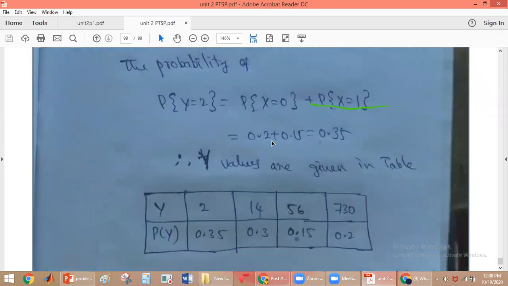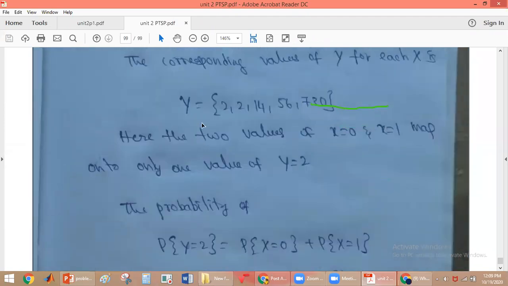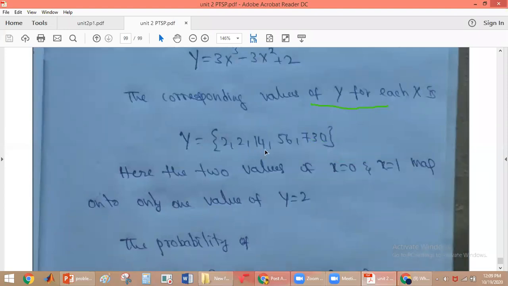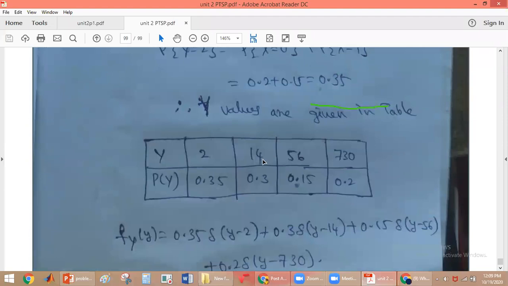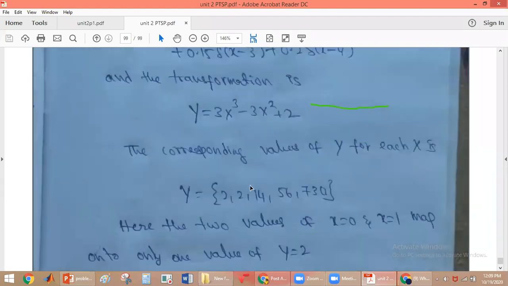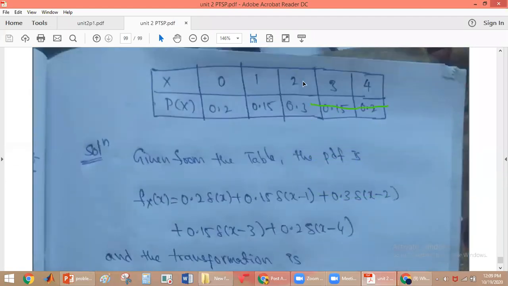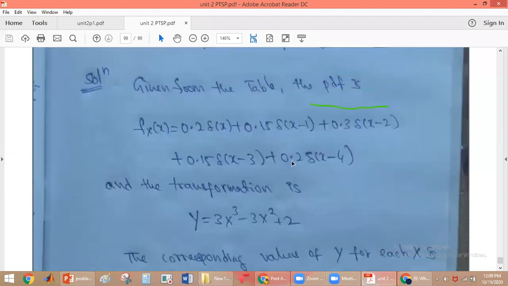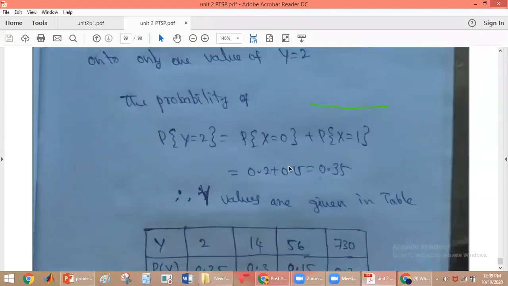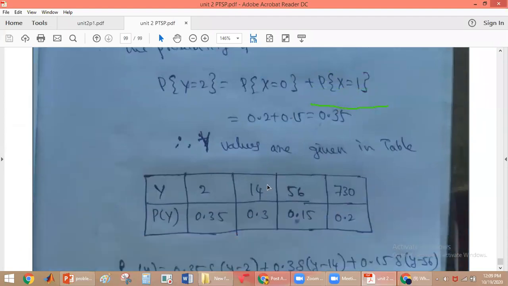So like this we will be finding the y values in the given table. Similarly, now we find out for y is equal to 14. There is a one-to-one mapping, no? Only for 2, two values of x are mapped to 2, so we are adding those two. Since 14 occurs only one time, the value is 0.3, which will be substituted here for y is equal to 14.